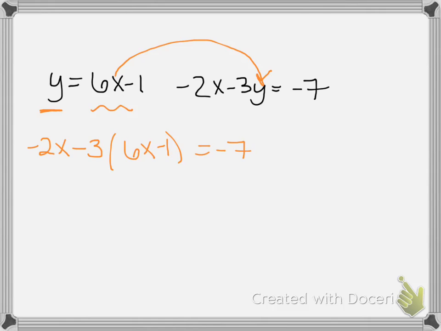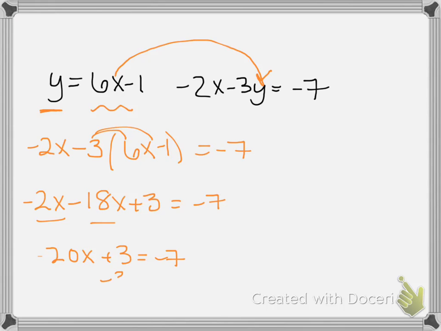equals negative 7. So now we got to distribute this negative 3. It's a negative 3. Don't distribute a positive 3. So we got negative 2x minus 18x. Negative 3 times negative 1 is a positive 3. Negative 2x minus 18x, since they're on the same side, you do as it says, so it's negative 20x plus 3 equals negative 7. Subtract 3. Negative 7 minus 3 is negative 10. Divide both sides by negative 20. So I got x to equal 1/2.